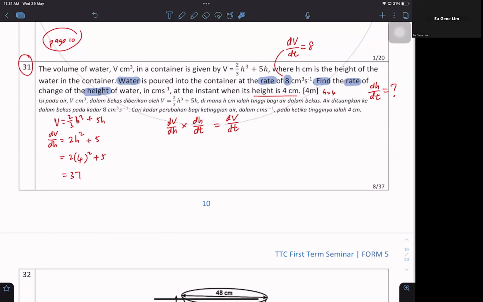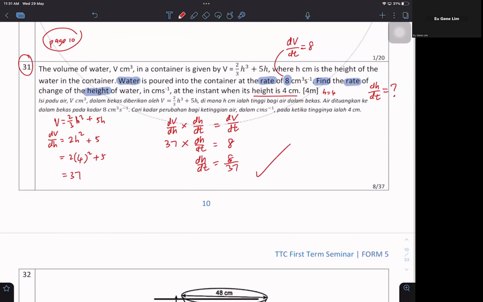Understand? Now what is dV/dh? dV/dh is 37. dh/dt is unknown, actually dh/dt is the question mark, but you don't write the question mark, you write dh/dt. Then dV/dt is 8. You substitute, then bring over, times, bring over, divide. So dh/dt is 8 over 37. Done. That's the answer.